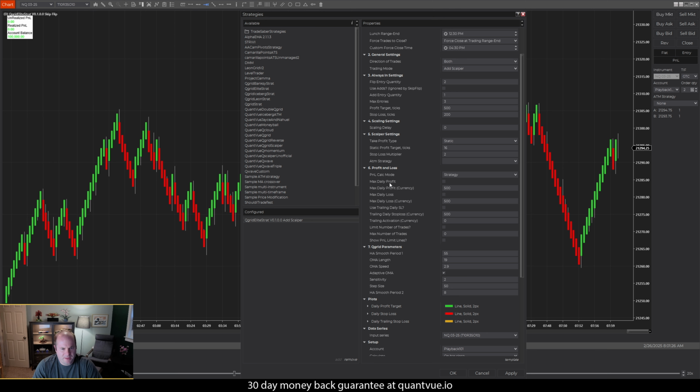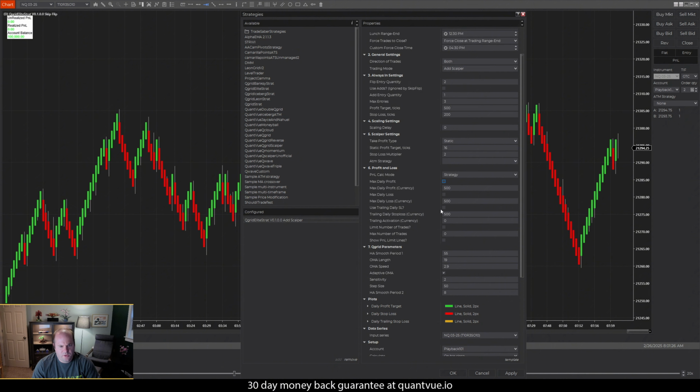So max daily profit, like always, this is your maximum daily profit for the day. We're not even going to run with these because I just want to show you what it looks like. Max loss, that is how much you're willing to lose for the day. Use trailing daily stop loss. This is kind of an advanced feature.